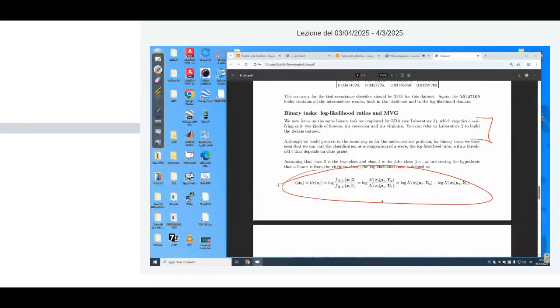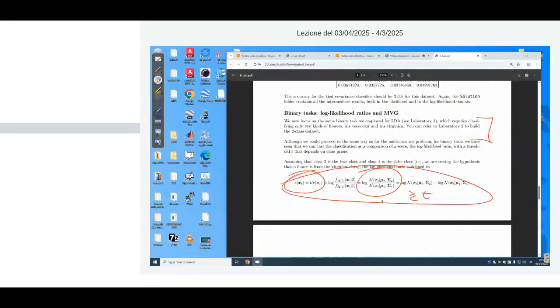For the validation set, rather than computing class posterior probabilities, we exploit the log likelihood representation of the score. That is, we have seen that for a binary problem, we can cast the inference as computing the log likelihood ratio, that is the ratio between class conditional densities, and then compare it with a threshold that depends on class prior probabilities. We have seen that this is equivalent to taking the maximum of the class posterior probabilities. It's just a different way to cast the same problem.